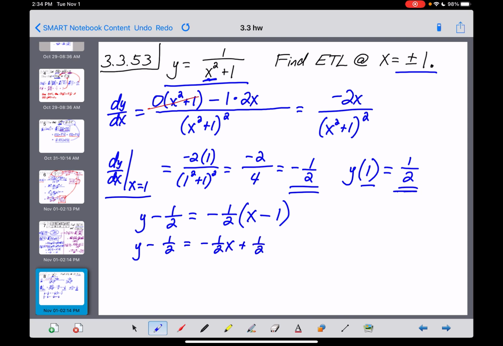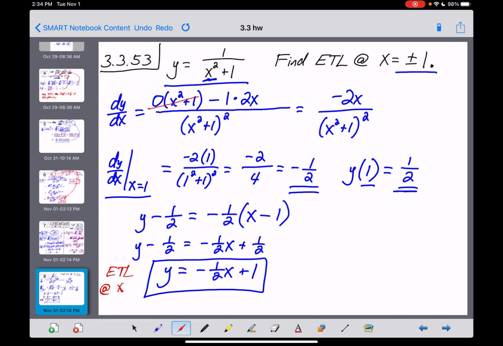We're going to add 1/2 on both sides and get y equals negative 1/2 x, and that'll end up being plus 1. So that right there is the equation of our tangent line when x is equal to positive 1. Let me just label that real quick. Equation of the tangent line at x equals 1. And like I said, I want to come back and graph this one a little bit later to see if we've got this right.